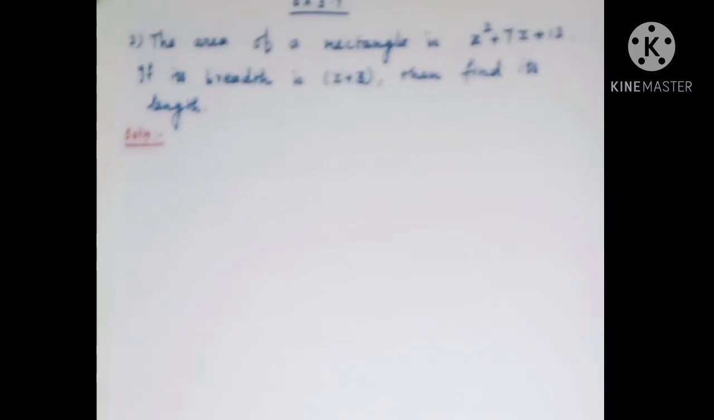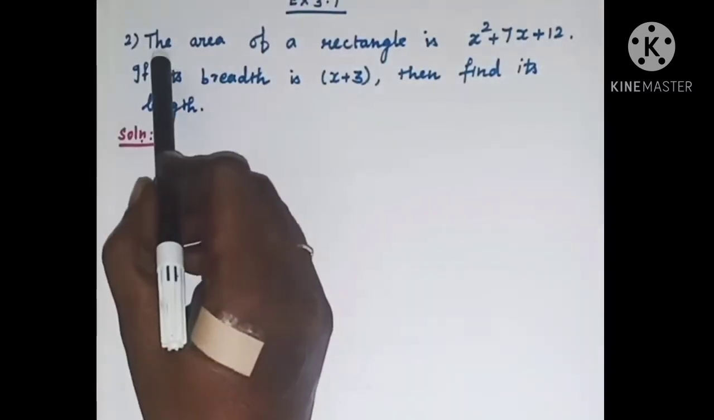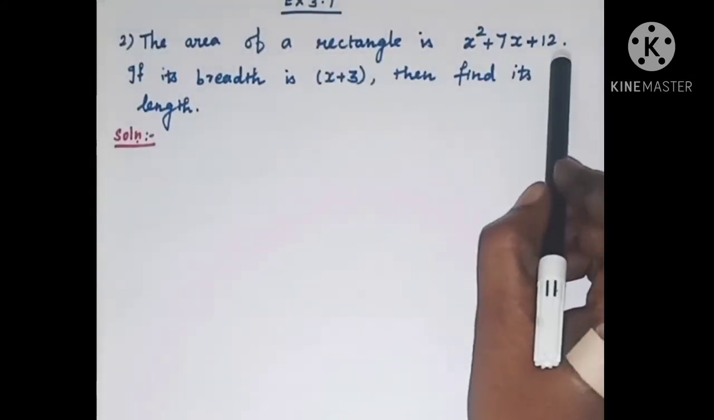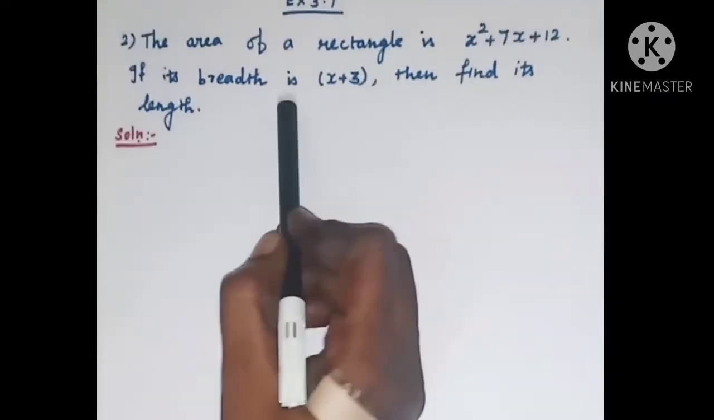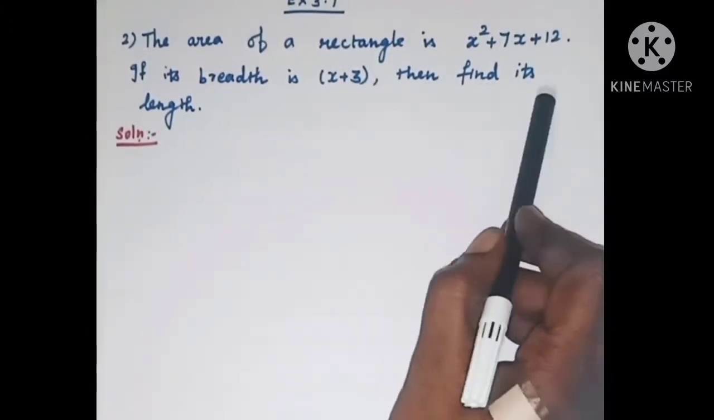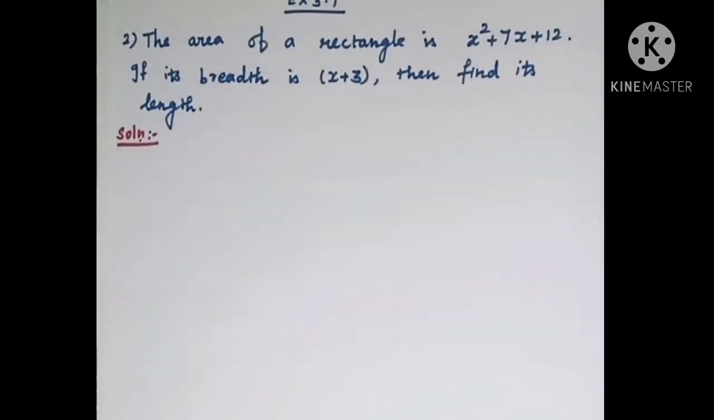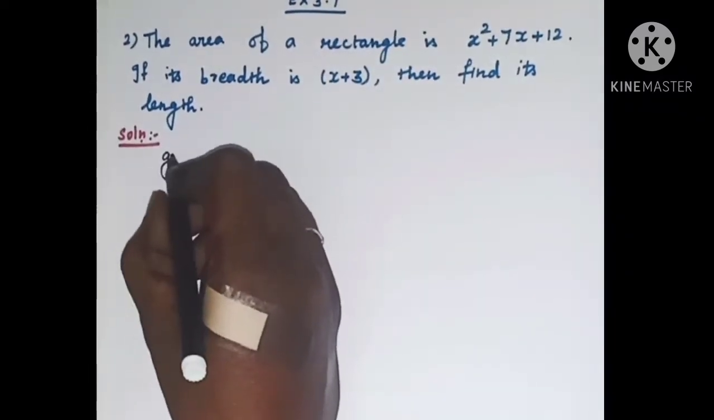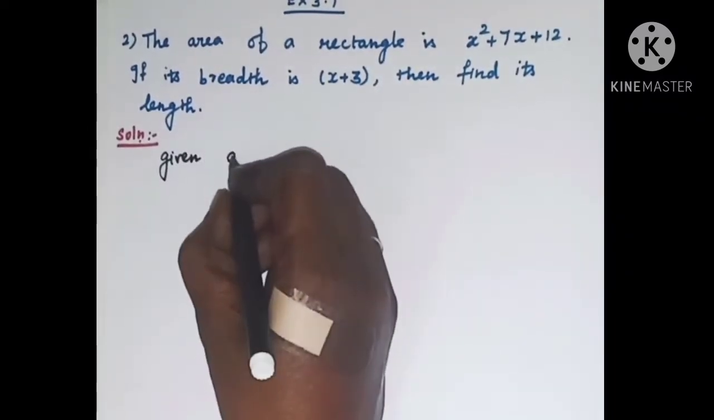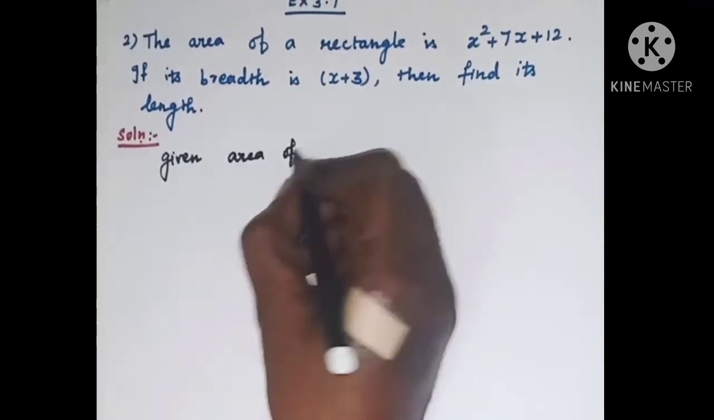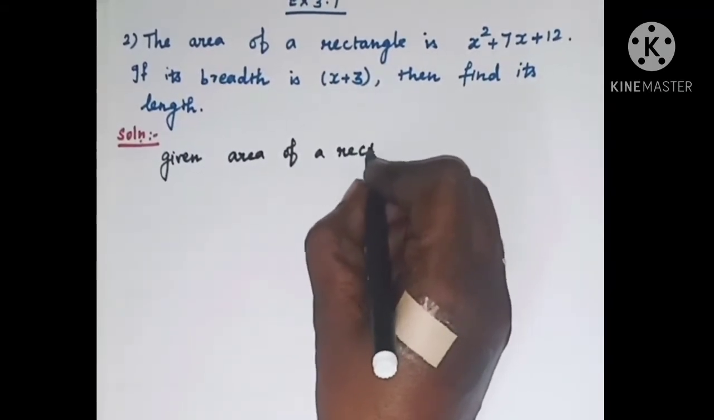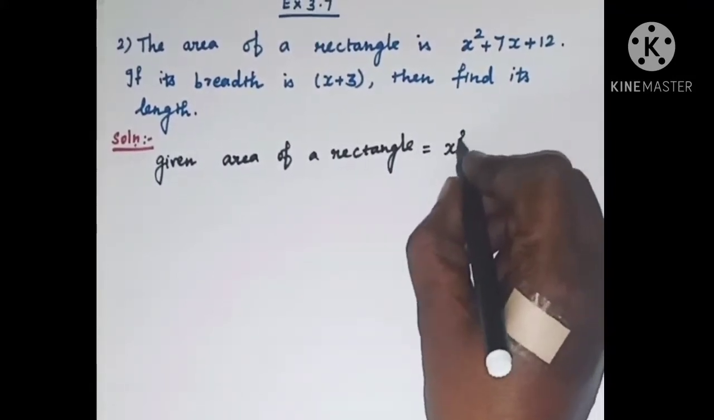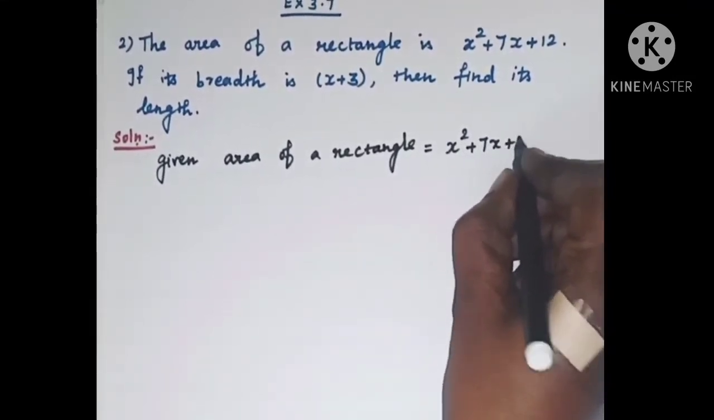Exercise 3.7, second sum. The area of a rectangle is x square plus 7x plus 12. If its breadth is x plus 3, then find its length. So here the area of the rectangle is given. Given: area of a rectangle is equal to x square plus 7x plus 12.